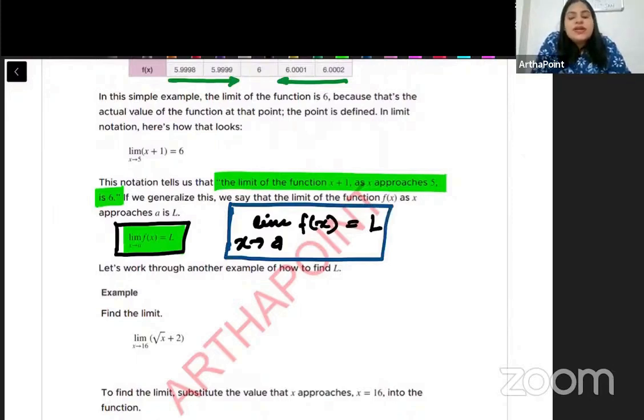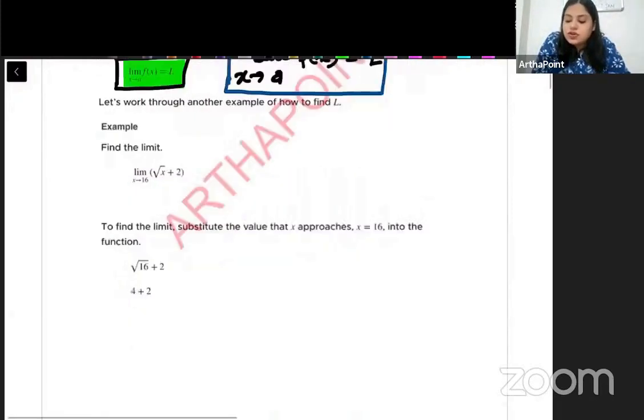Now, beta, let's take another example here. It says to find the limit of the function here.